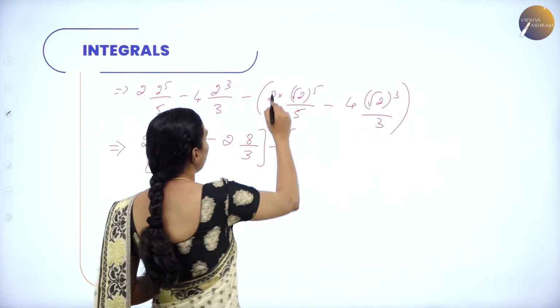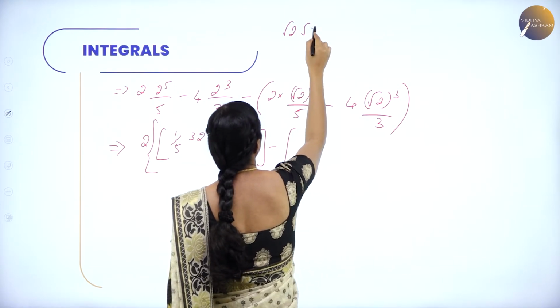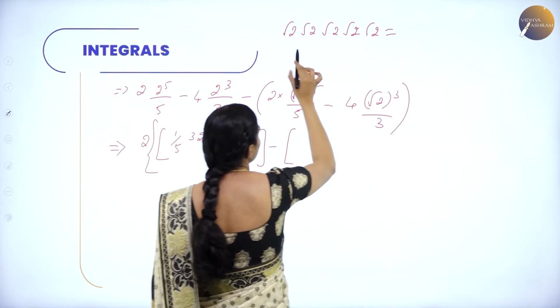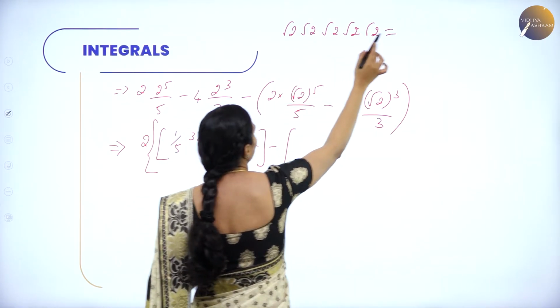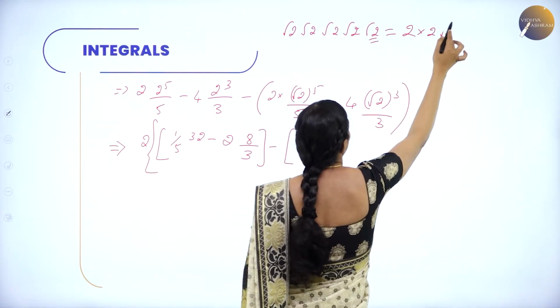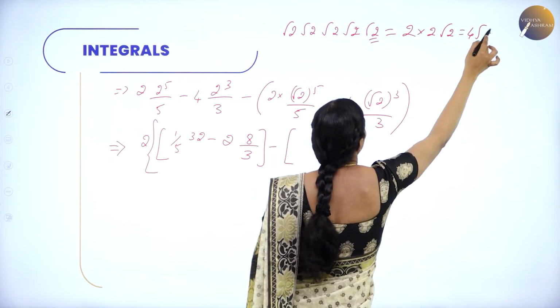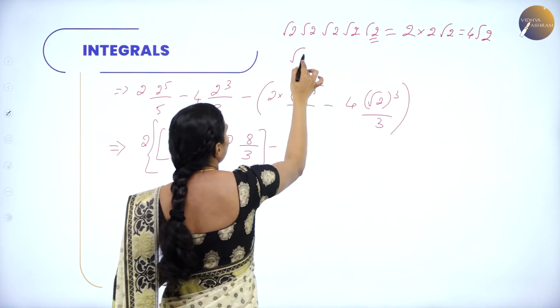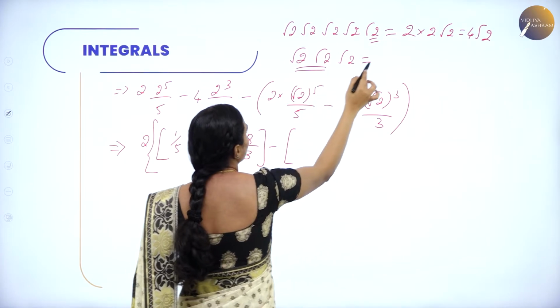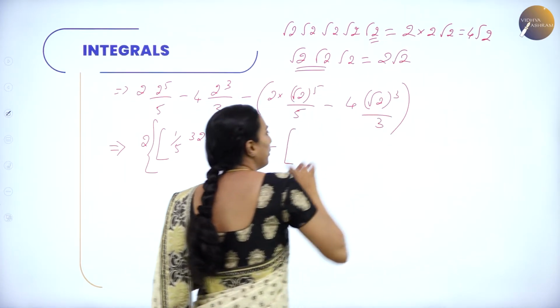You can close the bracket here. You can write root 2 to the power of 5 as root 2 into root 2 into root 2 into root 2 into root 2, right? Here root 2 into root 2 is 2. Again root 2 into root 2 is 2. The remaining is 1 root 2. So you can write this one as 4 root 2. Similarly, root 2 cube can be written as root 2 into root 2 into root 2, which happens: root 2 into root 2 is 2 root 2. I hope you got that one.